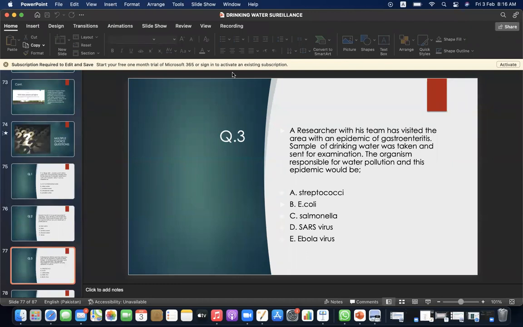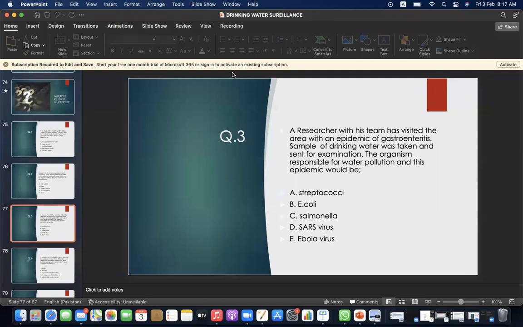A researcher with his team has visited an area with an epidemic of gastroenteritis. Sampling of drinking water was taken and sent for examination. The organism responsible for water pollution and this epidemic would be A, streptococci, B, E. coli, C, salmonella, D, SARS virus, E, Ebola virus. It's B, E. coli, which is the major cause of epidemics. It's a fecal bacteria, and it mainly causes gastroenteritis or dysentery.